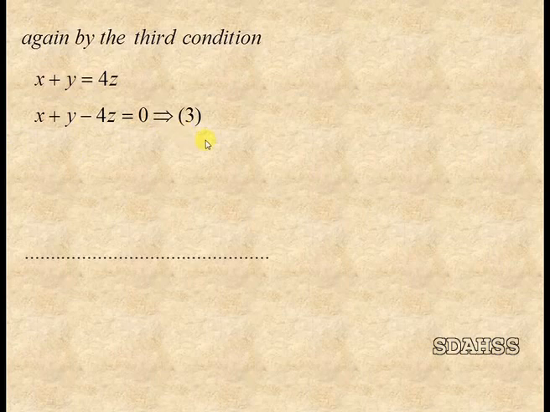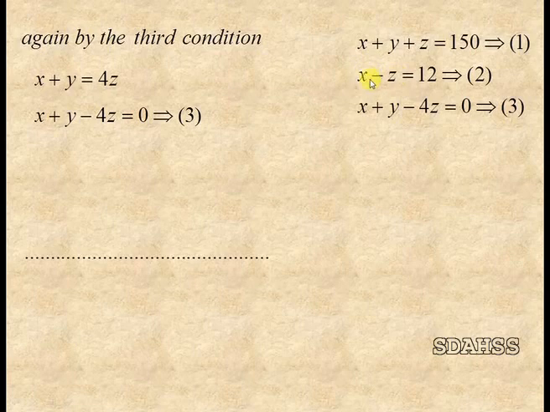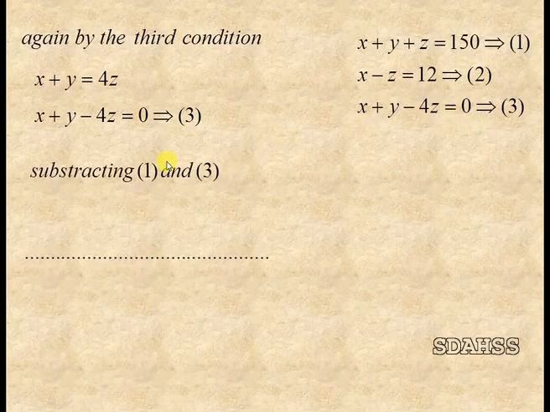Now we got 3 equations. First equation is x plus y plus z is equal to 150, the total number of students admitted in a school is 150. By the use of the second condition we got the second equation as x minus z is equal to 12. And the third equation says that x plus y minus 4z is equal to 0.